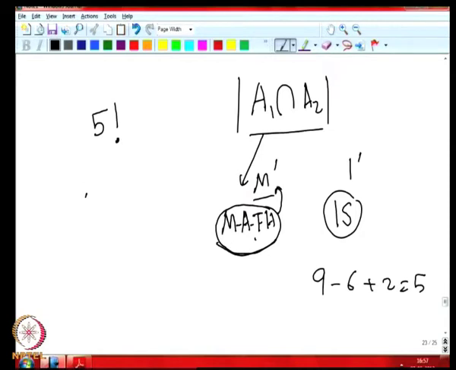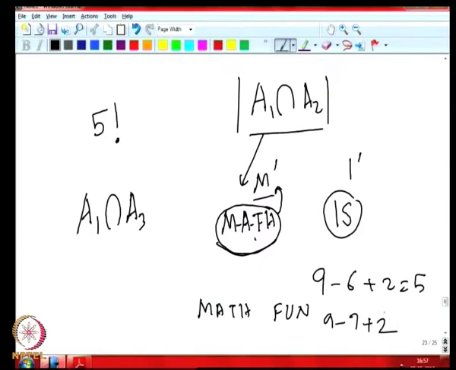Similarly, finding A1 intersection A3 is easy, because math has to be in consecutive positions and fun has to be in consecutive positions. Now 4 plus 3 is 7, so 9 minus 7 plus 2, how much is that?